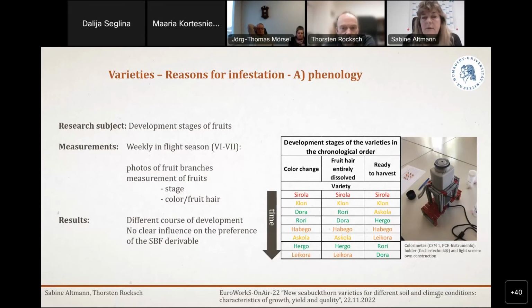If you look at the right column to the harvesting time, it's again starting with Zerola, but then if you look at the bottom of this column, you see that the 2 Romanian varieties are the latest to be harvested. So there is obviously a different course of development to be stated. If we look at the preference of the sea buckthorn fly to the varieties, there can be no clear tendency to be seen, as the most susceptible Zerola is starting every one of these phenological parameters, and Lycora, which is also quite susceptible, is the last to change color or to detach fruit hair. So there's no clear tendency to be seen.